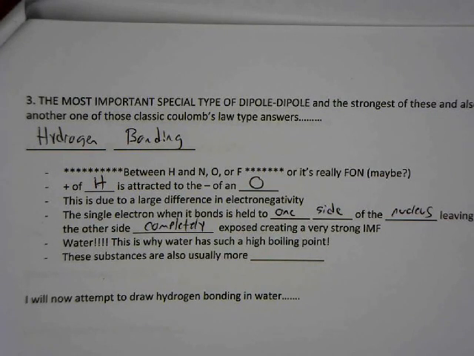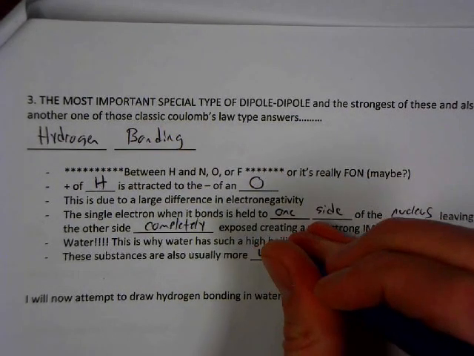There's no shielding. So the other side's completely open, and this is why water, which has two hydrogen bonds, has such a high boiling point. All right? Because water is hydrogen bonding.